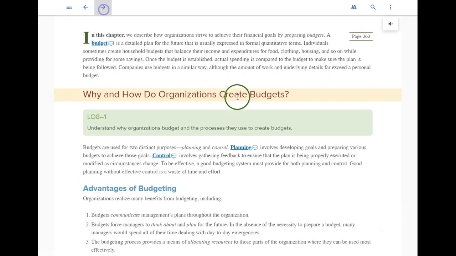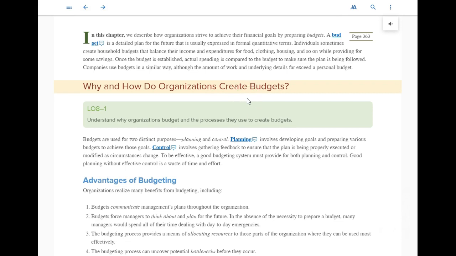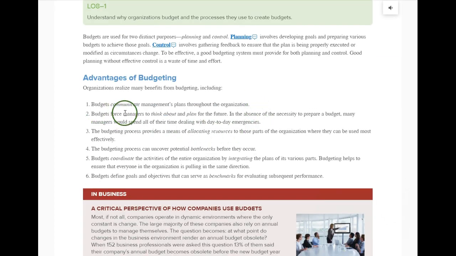Let's go to the next page. Now, why and how do organizations create budgets? One of the reasons that they create budgets, number one here, is that it helps communicate management's plans throughout the organization. So the more people that are involved in budgeting, the more people that know what management wants from them and from the company. So it lets them communicate across levels within the corporation.